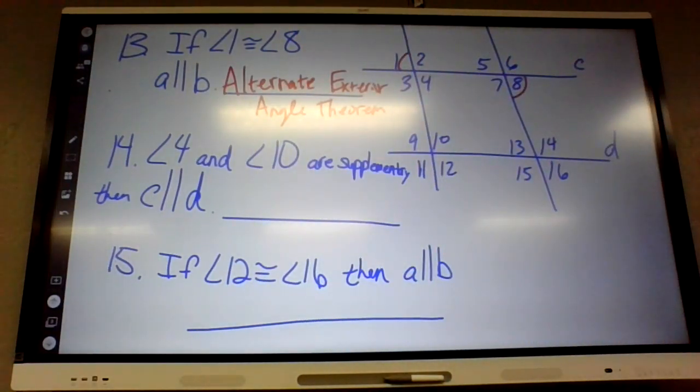Do we have to write all of that on the test? What if we just put alternate exterior? How can we study these alternate exterior angle theorems? Well, if you know 1 through 4, you should know these. You can just say it. You're right.